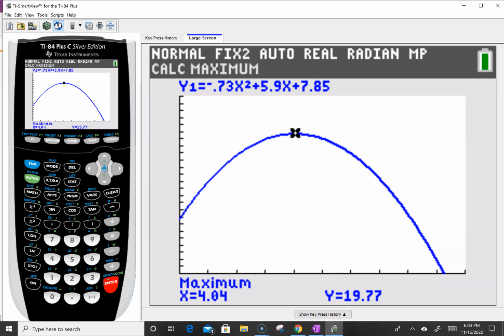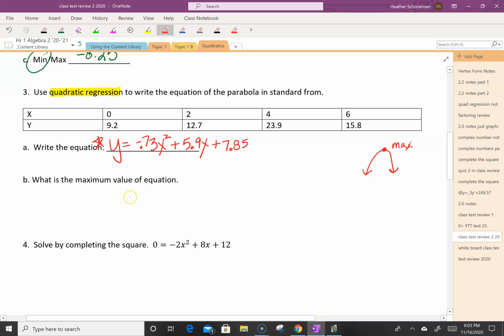And there's my guess. And it tells me the maximum is 4.04 and 19.77. So this is the ordered pair of the vertex. This is the vertex of the graph. However, if we want a maximum value, we only want the y value, which is 19.77.